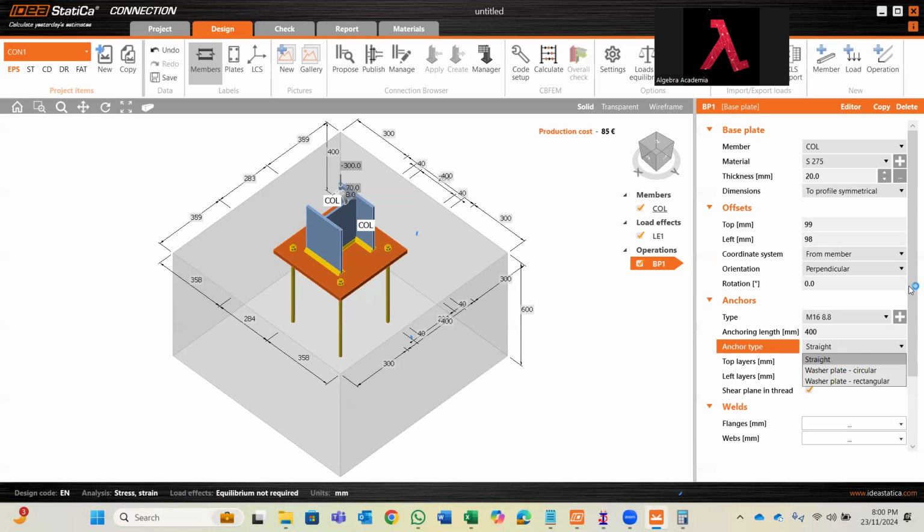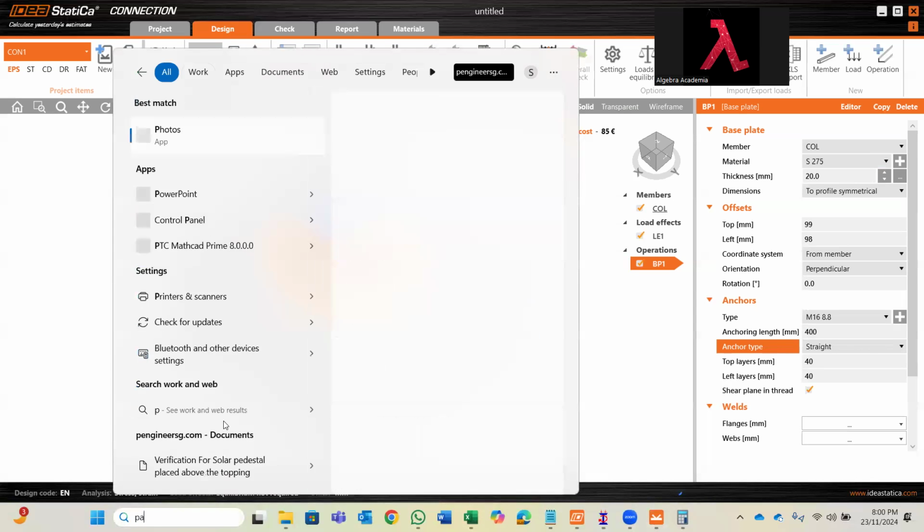Now what is the difference between these three anchors? This L, for example, the one you're talking about, L. Let me just open Paint.